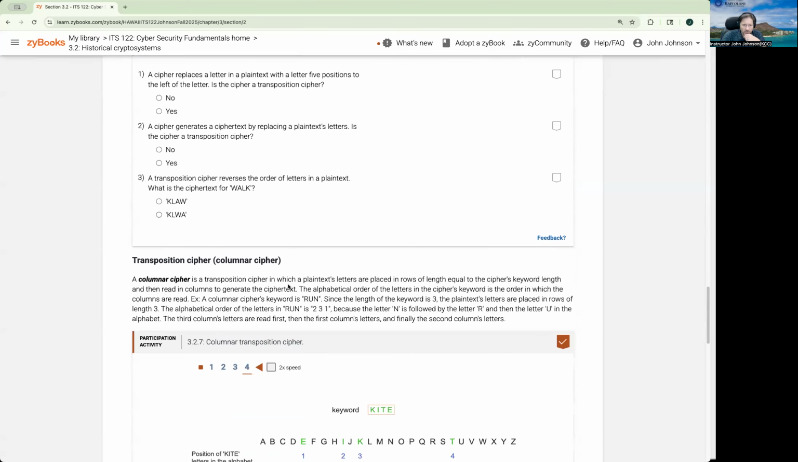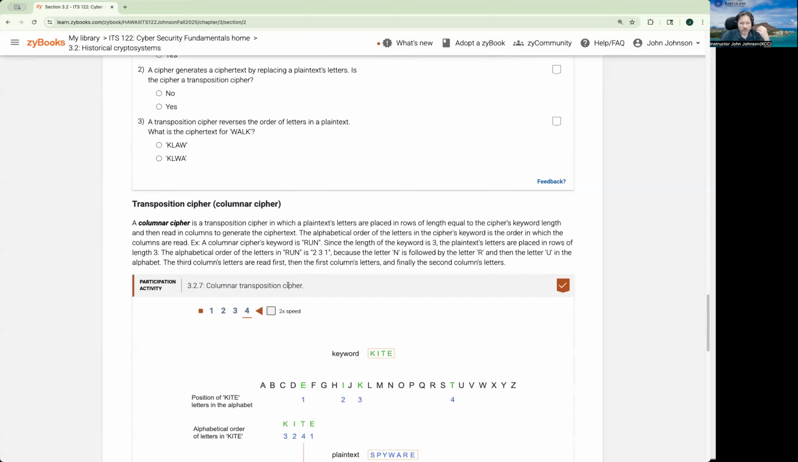So we have another one over here, the transposition cipher, the columnar cipher. This is a little bit more complex, and it'll take a minute just to grasp here. So I want you to go through this a couple of times, and I'll explain it to you. A columnar cipher is a transpositional cipher in which the plain text letters are placed in rows of length equal to the cipher's keyword length, and then read in columns to generate the ciphertext. So the alphabetical order of the letters in the cipher's keyword is the order in which the columns are read. Okay, think back through that again.